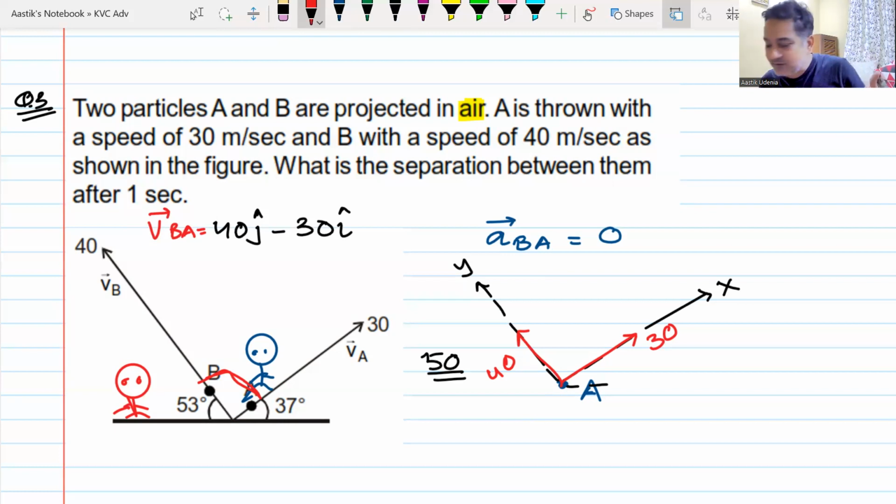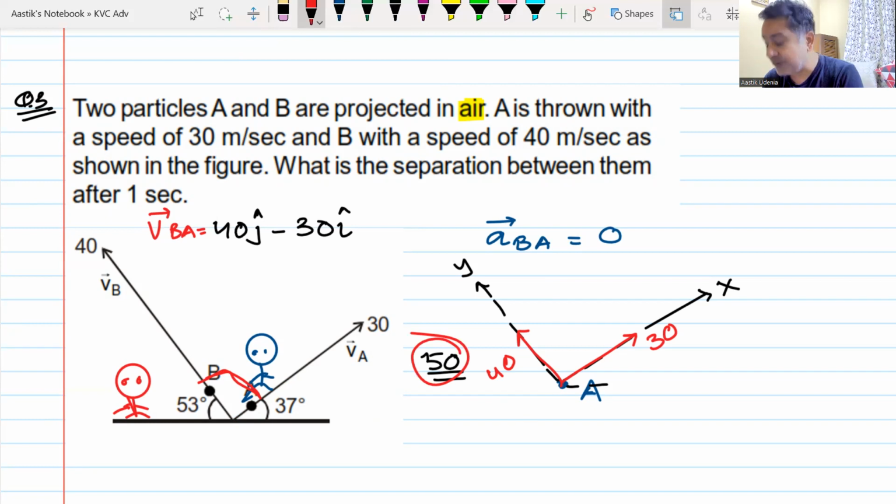So what will be the displacement? Just multiply it by 1 because acceleration is 0. So displacement would be 40J minus 30I. What is the magnitude of displacement? That will be the distance between me and him. Yes or no? Yes, sir. Time is 1 second. 40 into 1, minus 30 into 1, so 40 squared plus 30 squared. The displacement, or the distance between A and B, would be 50. Do we understand this? Yes, sir.